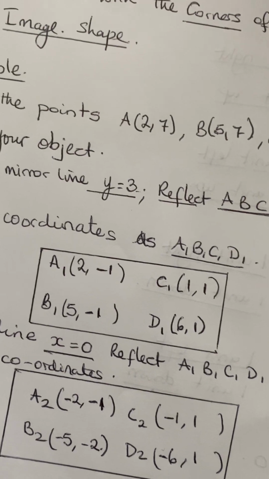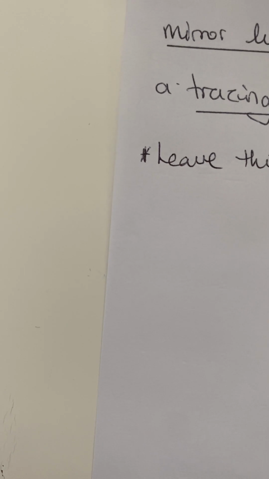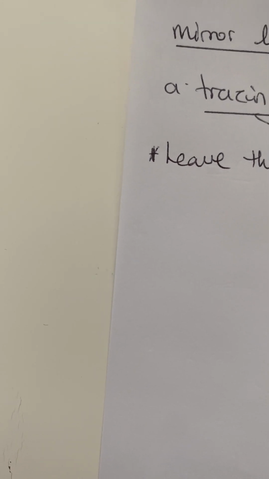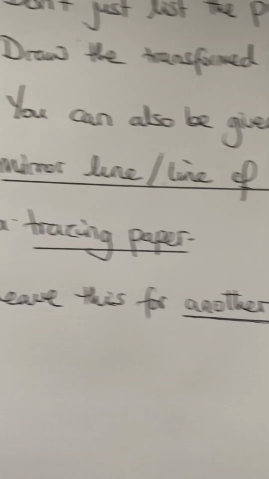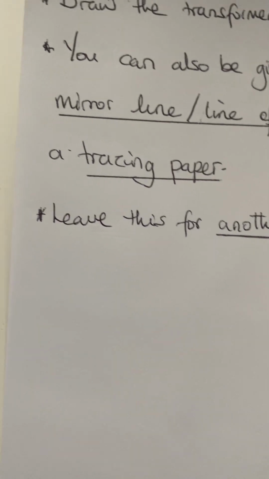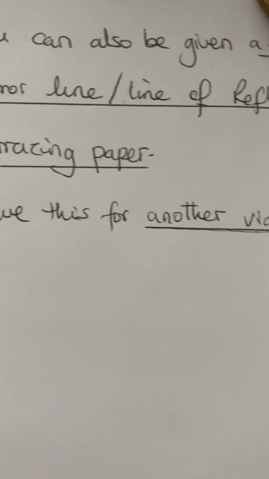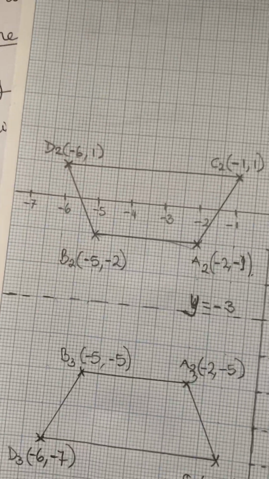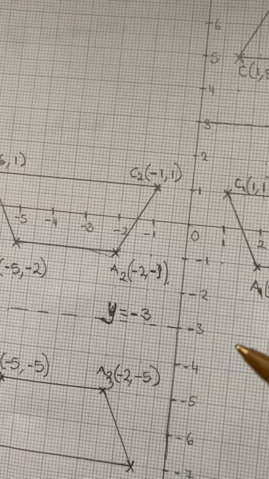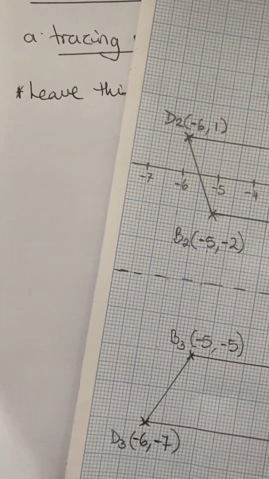Now, at times you'll be asked to not just list the point. You need to transform the shape, draw the transformed shape too. So as I've shown you, I didn't just list the points as I went along. I connected them, I used a ruler to draw the new shape.